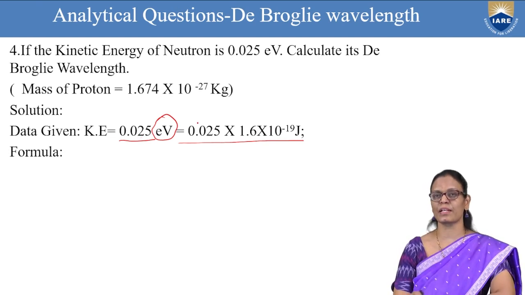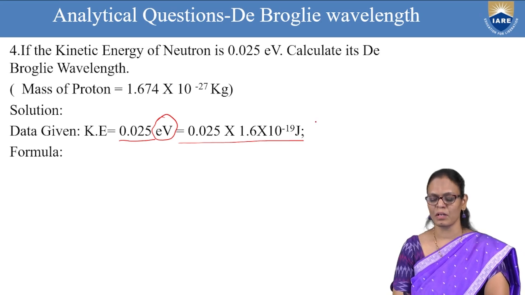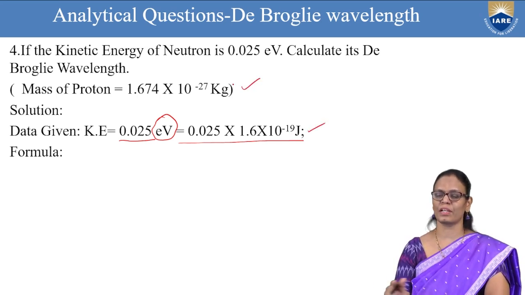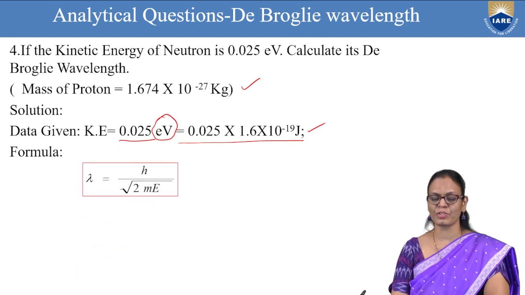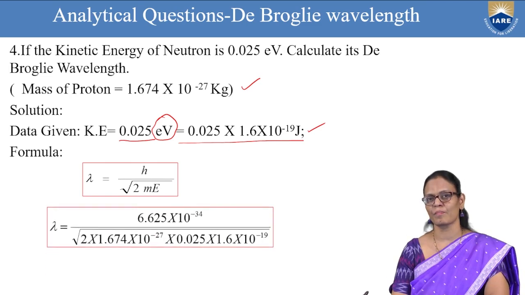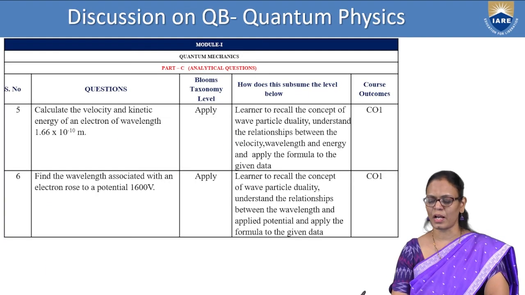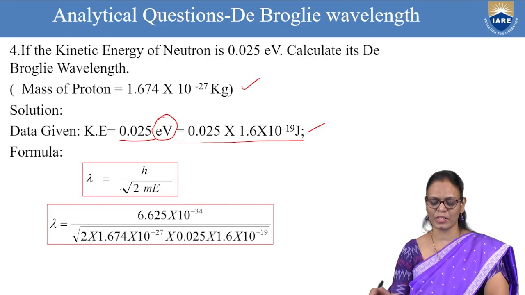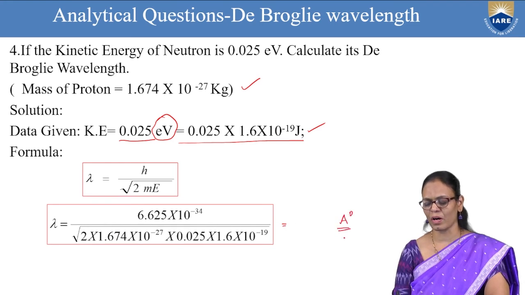1 electron volt is 1.6 into 10 power minus 19 joules. And the mass of the proton is also given. So which formula are we going to use? Lambda is equal to h upon under root 2 mE, because the kinetic energy is given. So substitute and you get the answer. You will do the substitution and simplify it. You get the answer maybe in angstrom or in meter units.